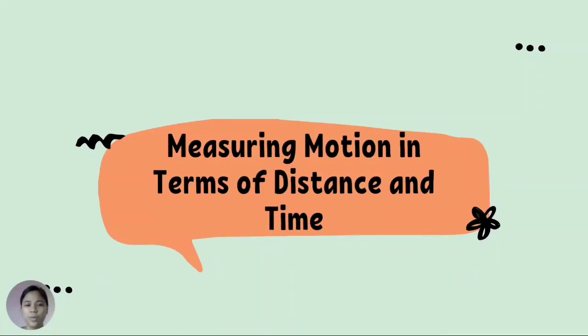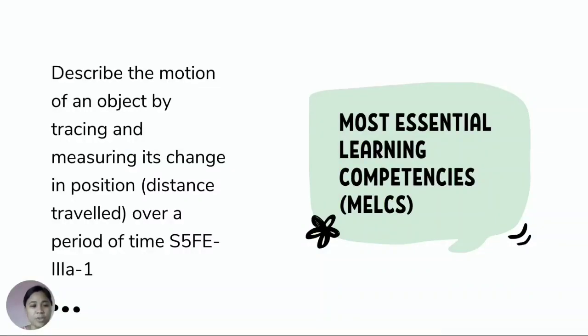Science 5, Quarter 3, Week 1, Measuring Motion in Terms of Distance and Time. Describe the motion of an object by tracing and measuring its change in position over a period of time. That's our most essential learning competency.